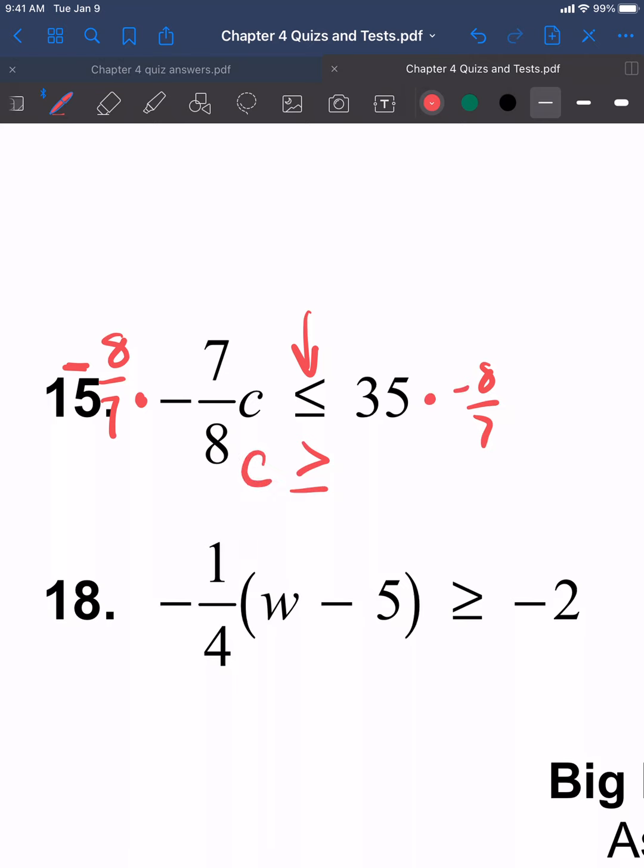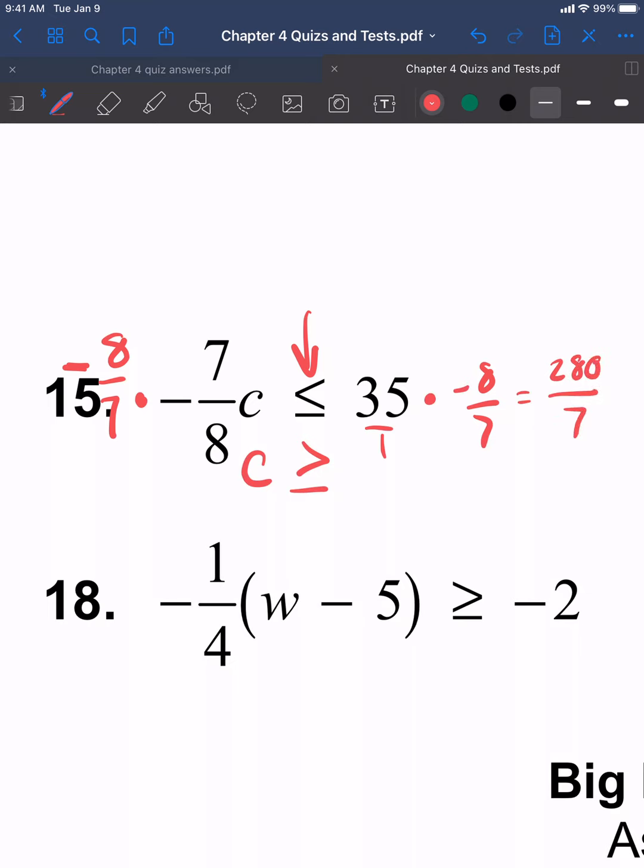Okay, now how do I take 35 times -8/7? 35 over 1. Oh, yep, you're right. So we put it over 1. Now what? Straight across. So it's going to be 35 times 8, which is 280.